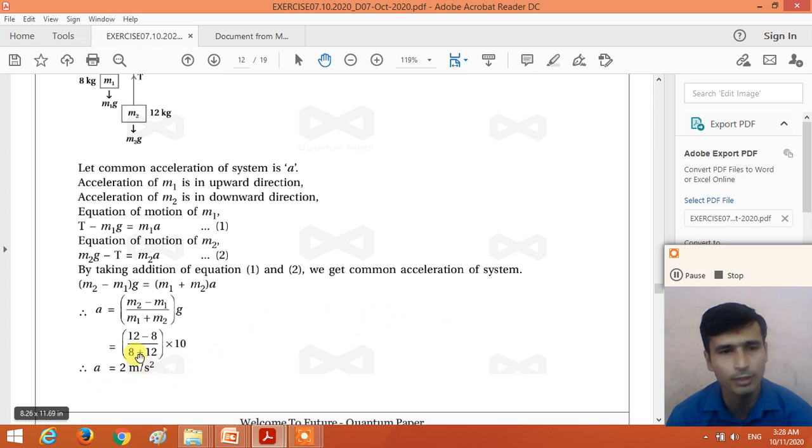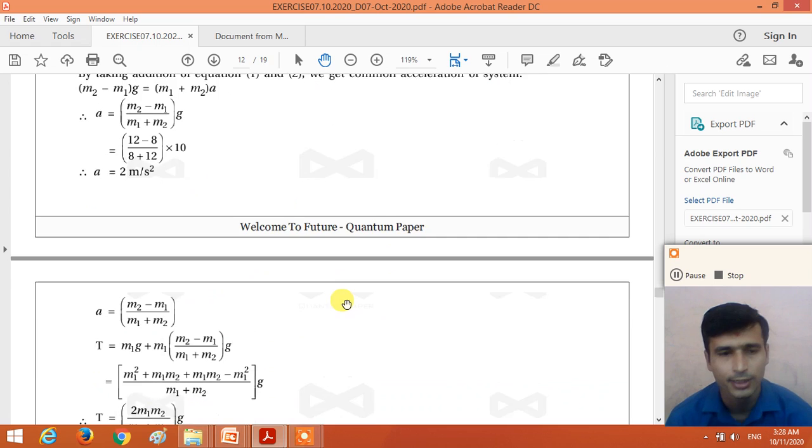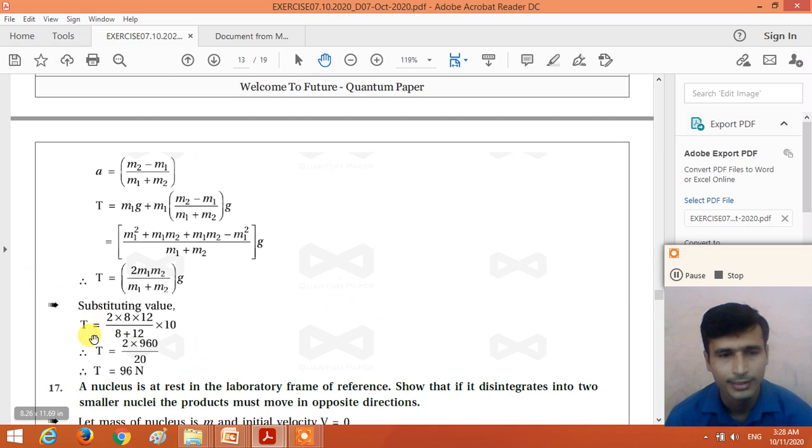Putting the value of acceleration in either of the equations, we get the tension, right? T is equal to 96 Newton, right?